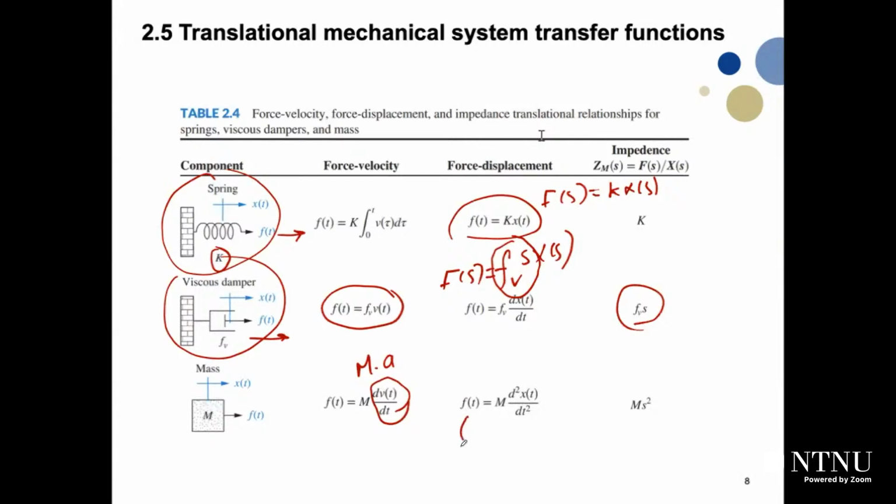If you want to put it in S domain, it will be F of S equal M S squared X of S. So that part will be the impedance. So the impedance in this case will be M S squared. So this is the table for translational mechanical systems.